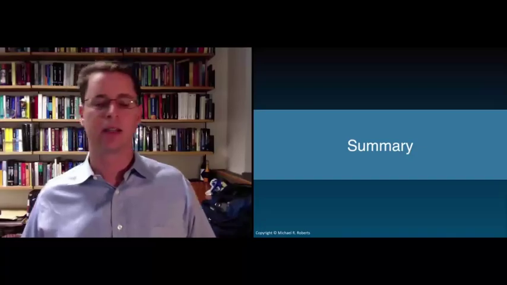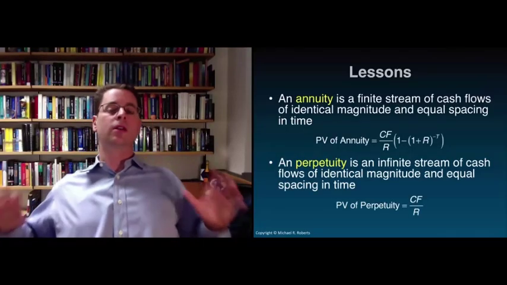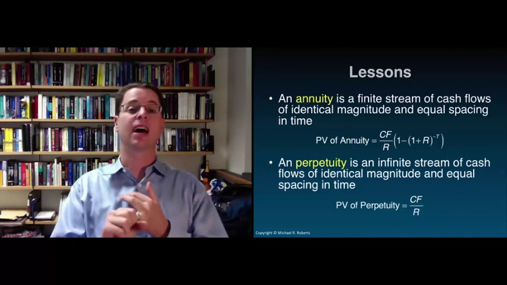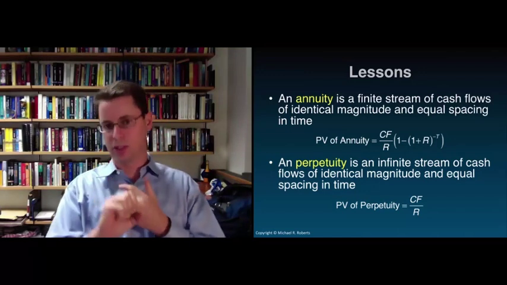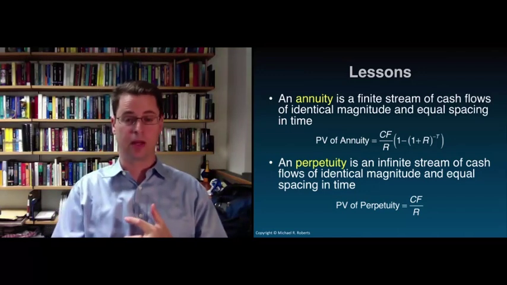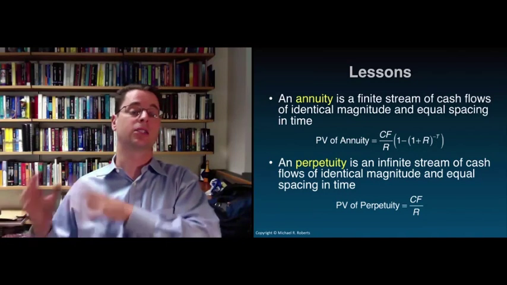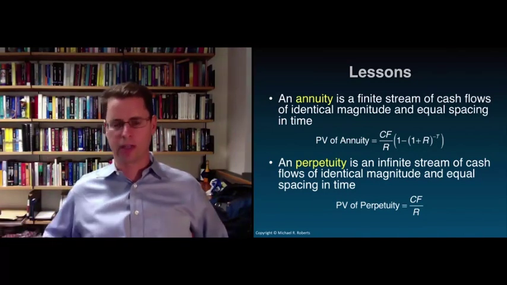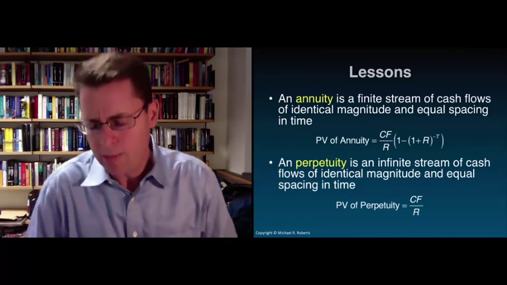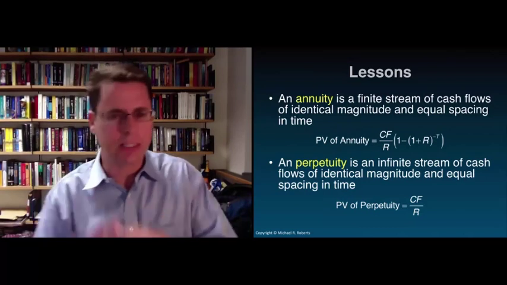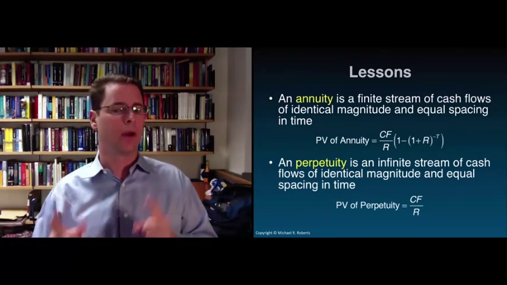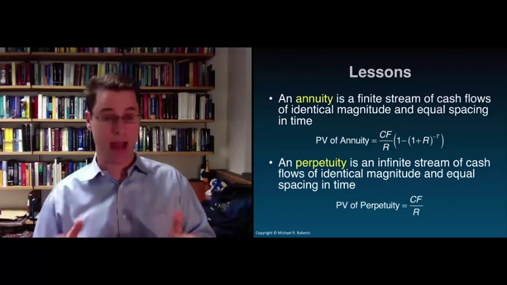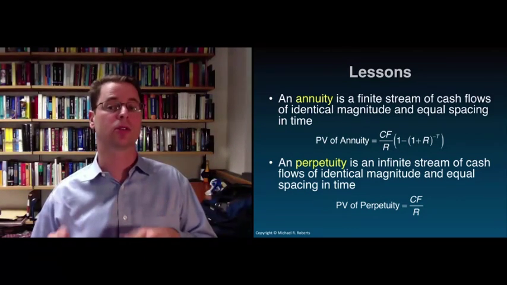All right, so let's summarize. We learned a couple of useful shortcuts today. We talked about an annuity and its present value formula. We talked about a perpetuity and its present value formula. We talked about their growing cousins, the growing annuity and the growing perpetuity, and the present value formula for those guys. And while that might seem somewhat esoteric and boring, we also discussed some of the applications that you might see in practice, these cash flow streams arising.